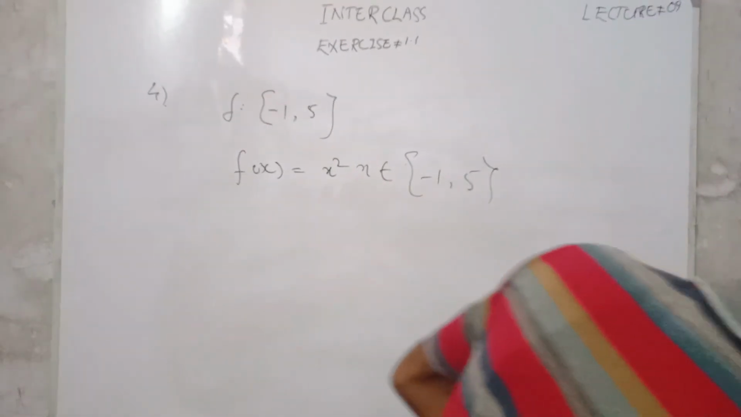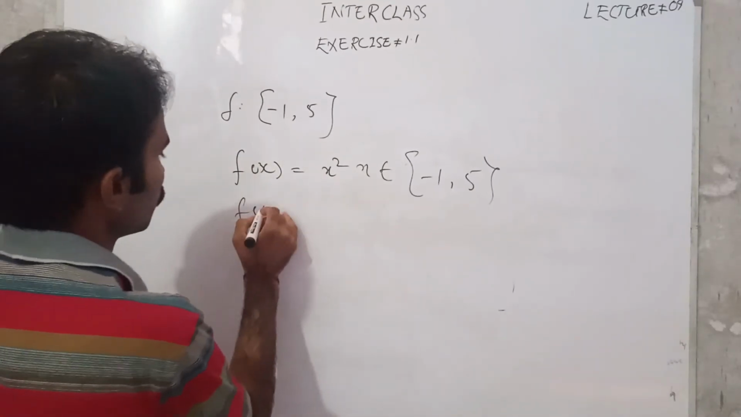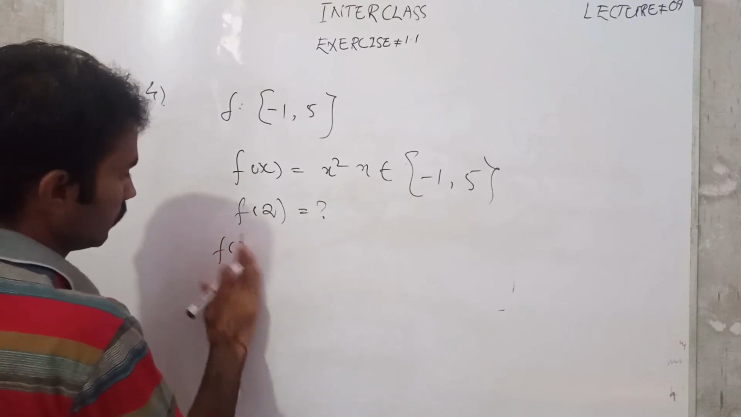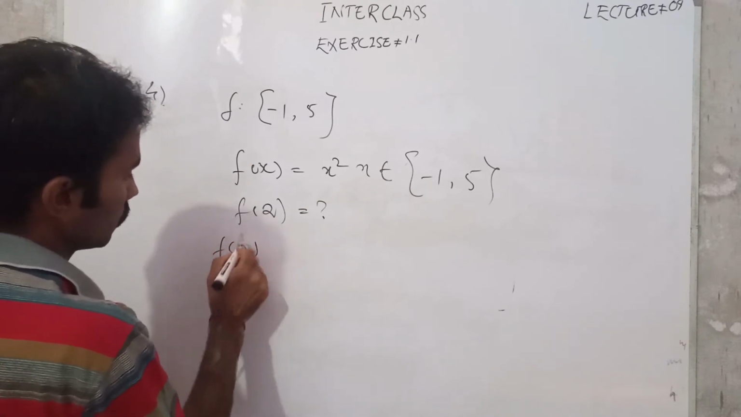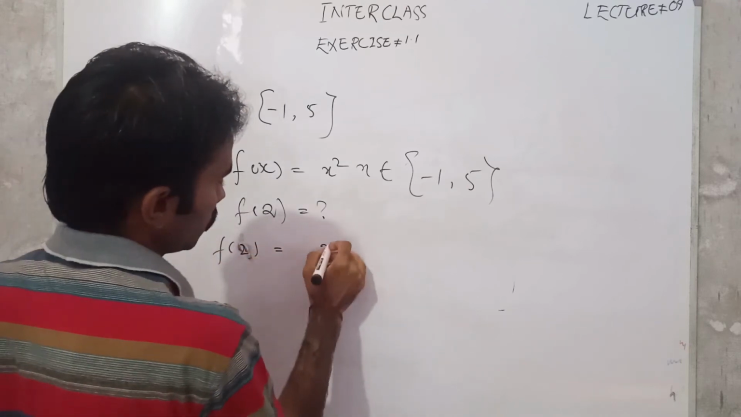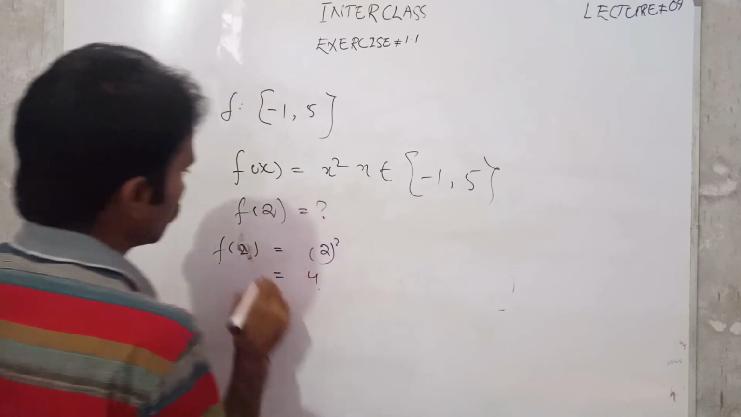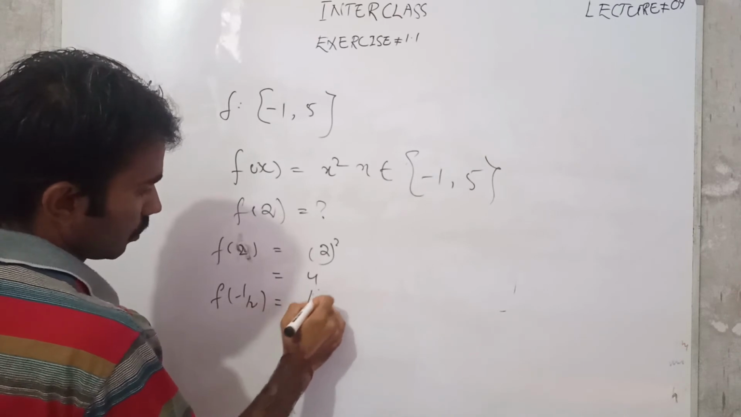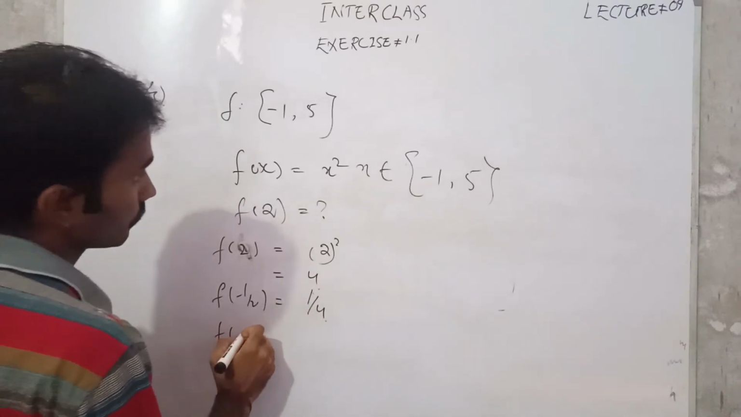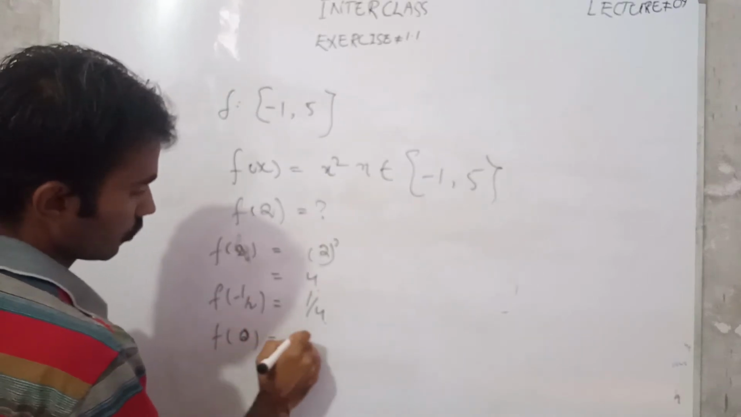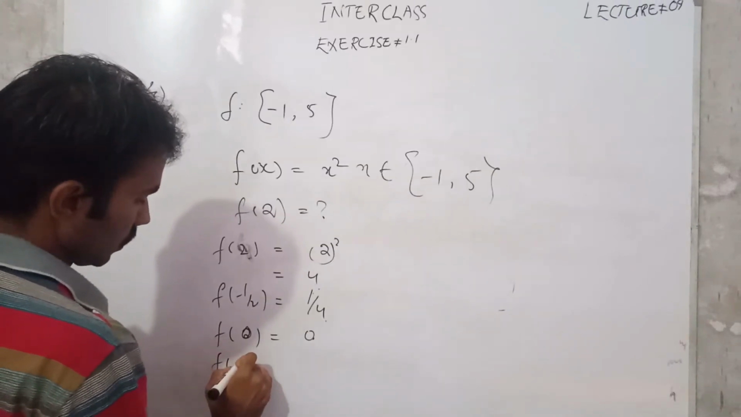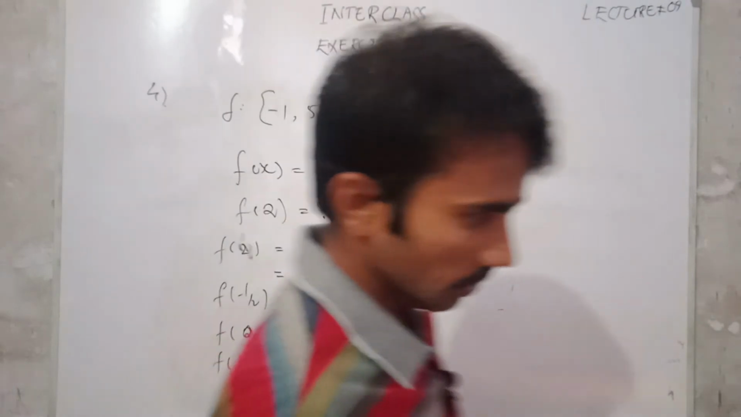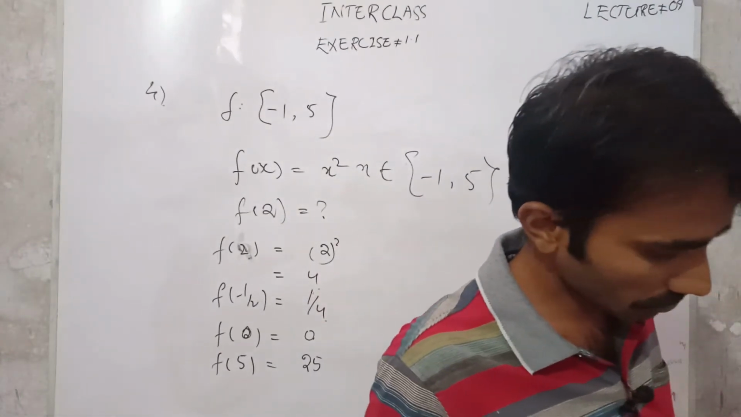So first, we will find f of 2. We will put 2 in the place of x. f of 2 is equal to 2 whole square is equal to 4. Now we will put -1 divided by 2, so f of -1/2 is equal to 1 divided by 4. And f of 0 is equal to 0. f of 5 is equal to 25. These are the values which are asked in question number 4.